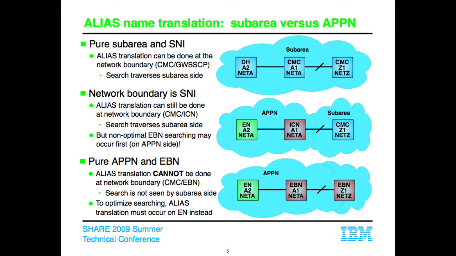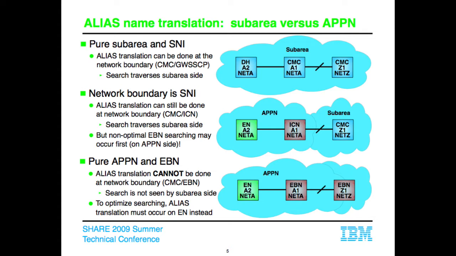And we have not translated the alias name to a real name yet, so all of the APPN border node searching in this case would be done using the alias name. Once we gave up on that, we would send the search over to the subarea side of the interchange node. He would fully qualify the search, and then he would be able to search the subarea network using the fully qualified name. But again, in this case, the subarea searching works fine, but the APPN searching does not necessarily work as well. And in this case, the APPN searching would have been performed first, and so you may incur a lot of overhead before you get to the optimized searching on the subarea side.